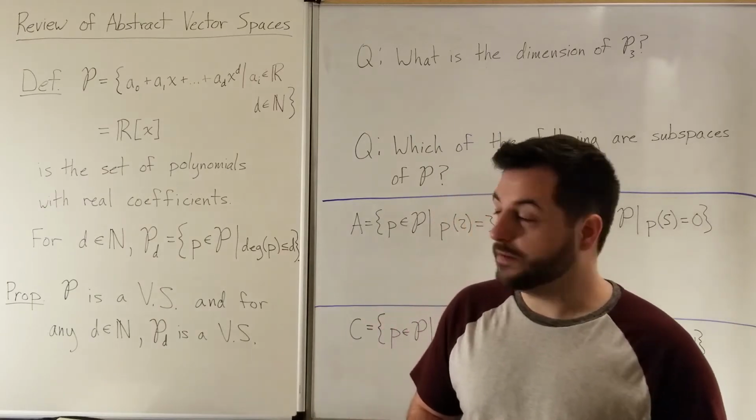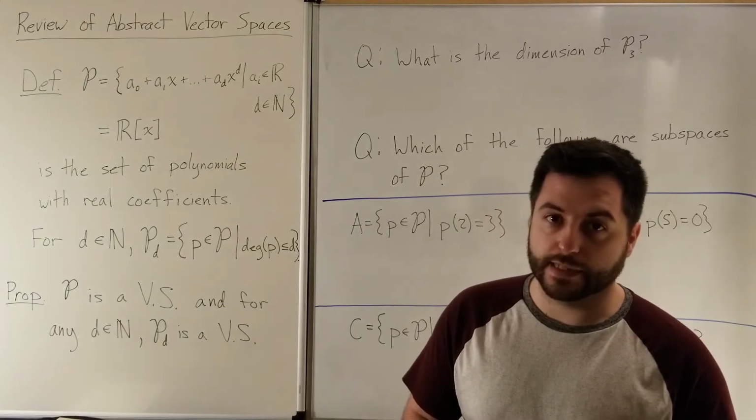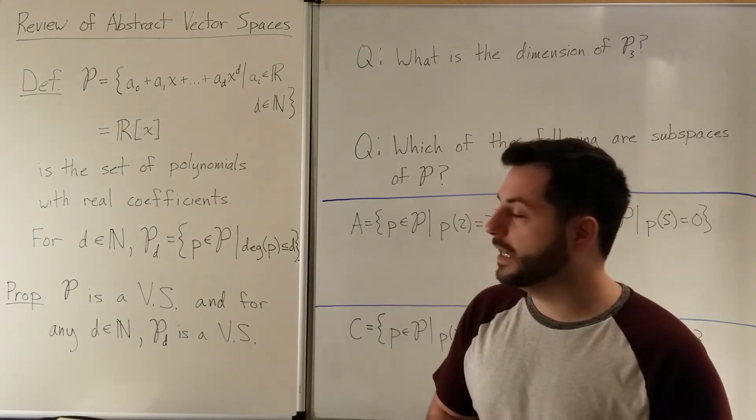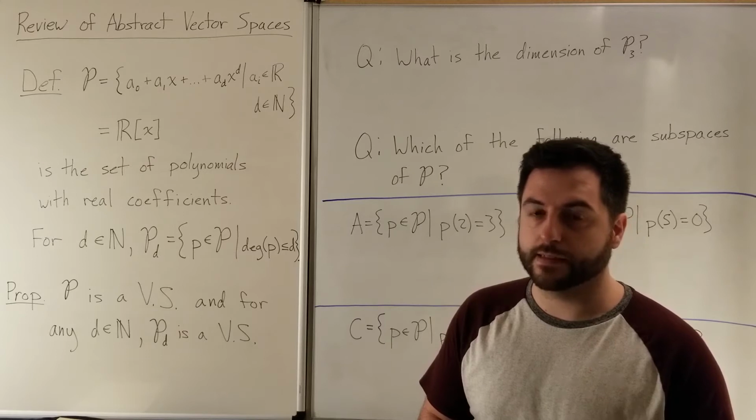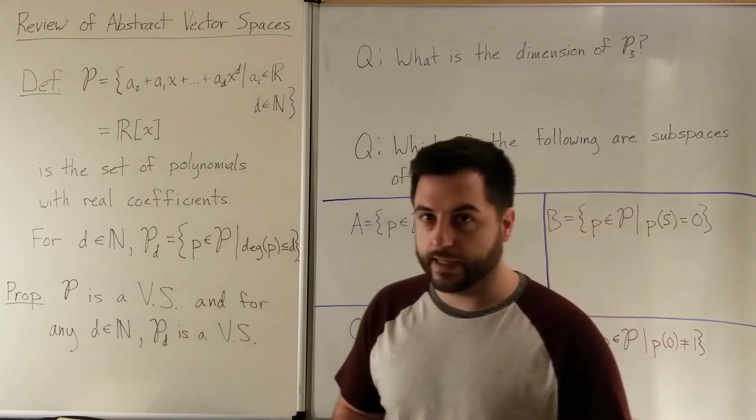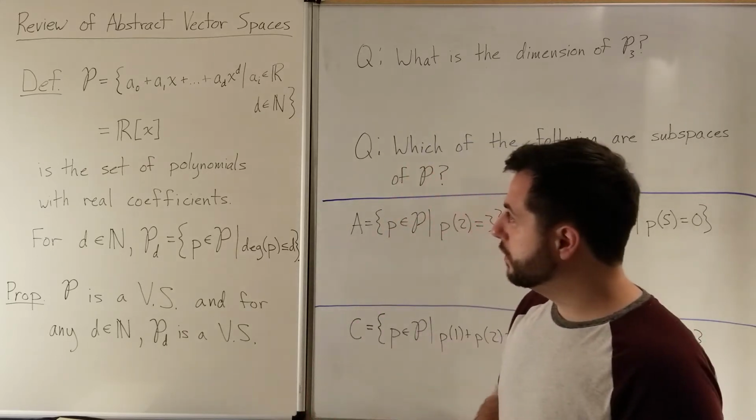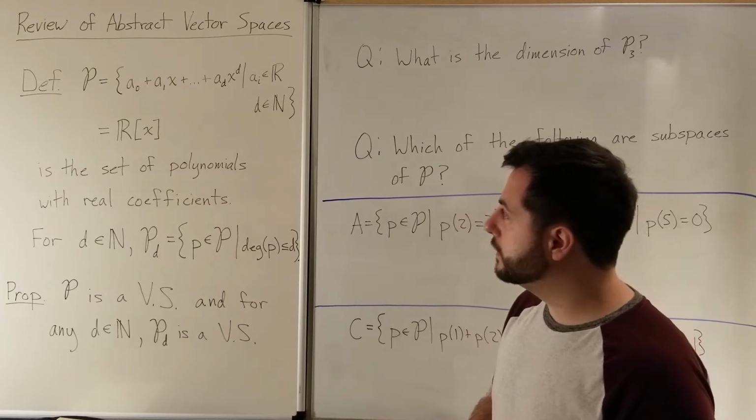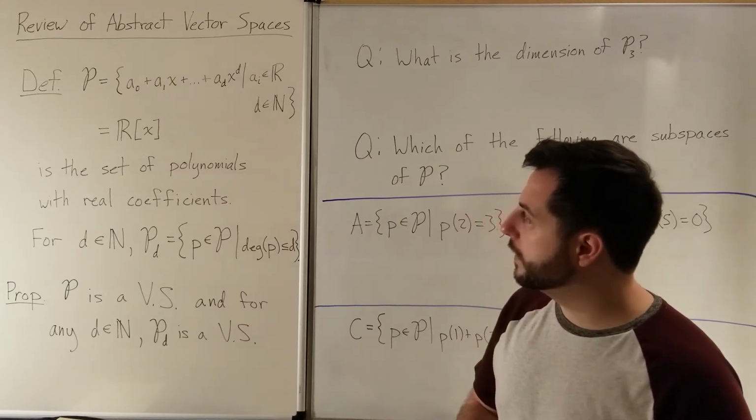Hello. In this video we're going to be talking about abstract vector spaces. In particular we're going to be looking at a few examples of abstract vector spaces that I think are important and we're going to be using later on in the term. So to start out with, let's look at this first abstract vector space we're going to call P.